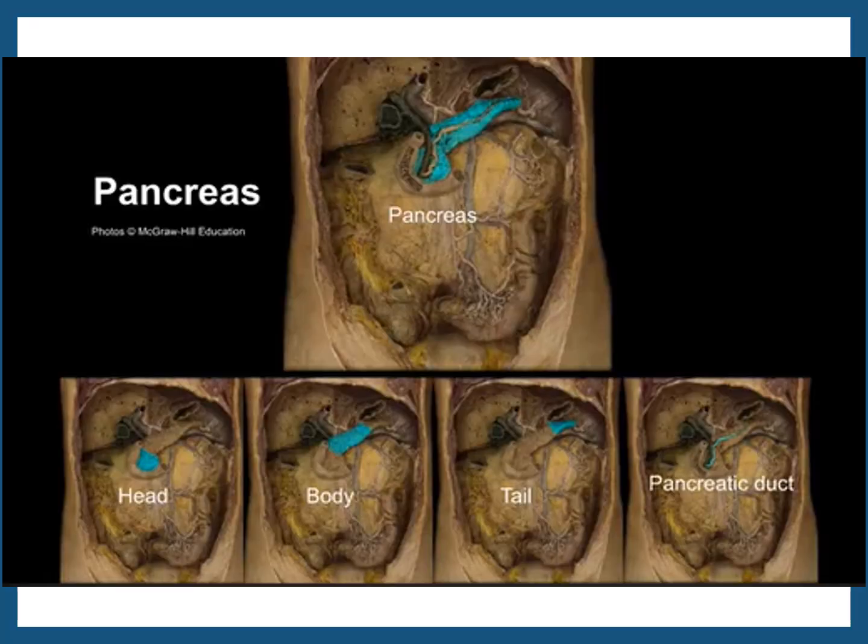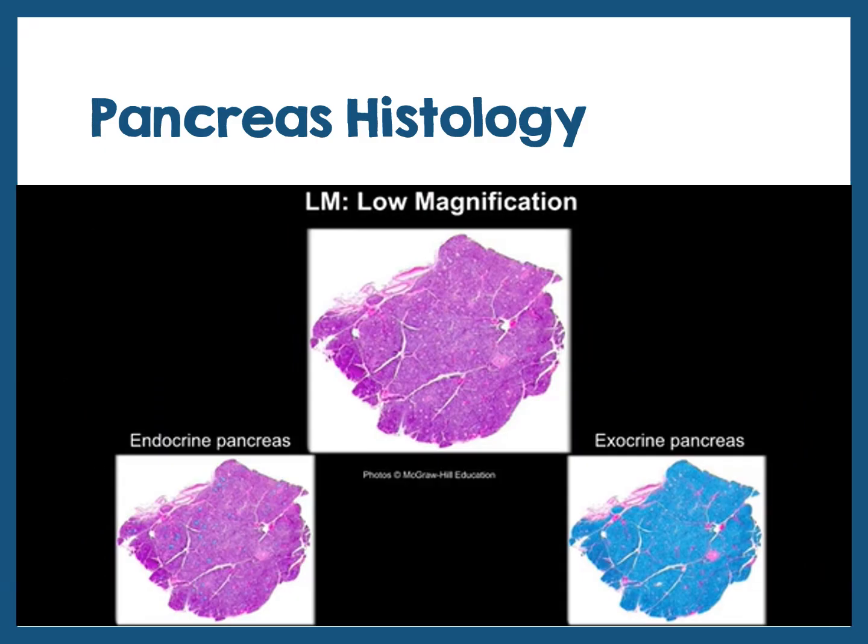And so here we can see portions of the pancreas highlighted. We can see the head, the body, and the tail, and then we can also see the pancreatic duct going along the middle of that gland. Here we have some histology of that exocrine and endocrine pancreas. So this is just really showing how 99%, a majority of the gland, is secreting exocrine, while we look over here at the endocrine pancreas, those are just those little islets.